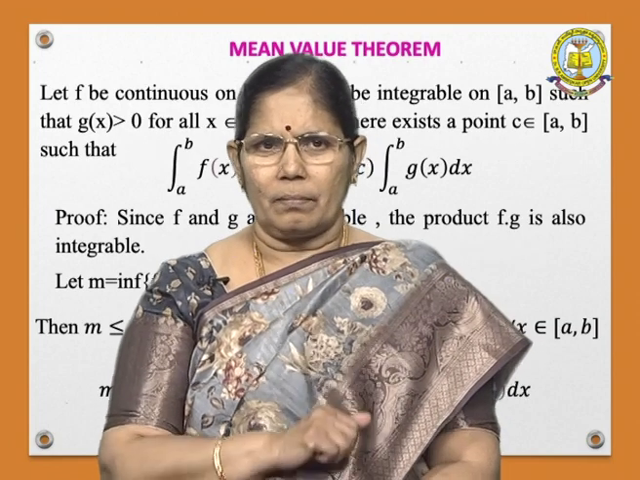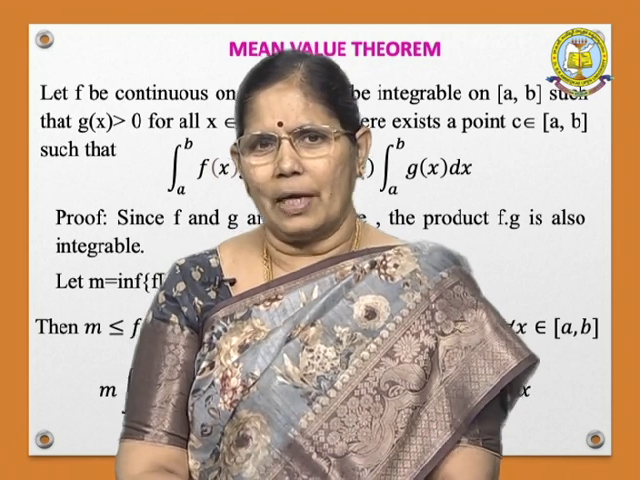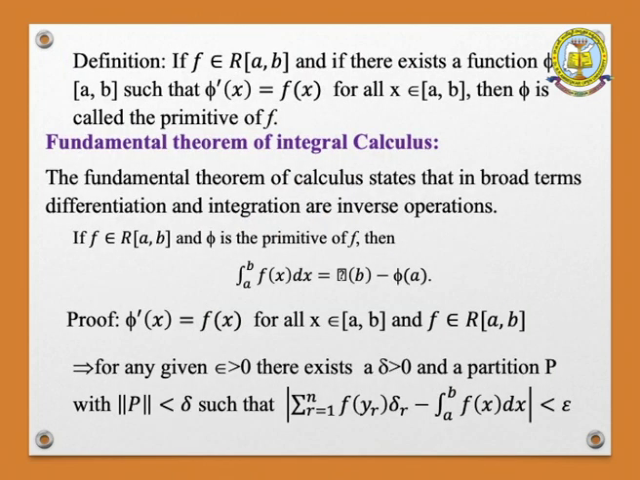Here, with the help of this, we are going to define the primitive of a function f. If f is Riemann integrable on a b, and if there exists a function phi on the closed interval a b such that phi dash x equal to f of x, then phi is called the primitive of f. That is, the derivative of sin x is cos x, so sin x is the primitive of cos x. Like that we can give many examples.